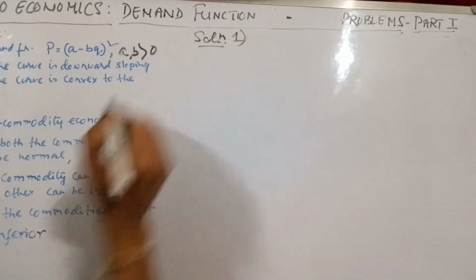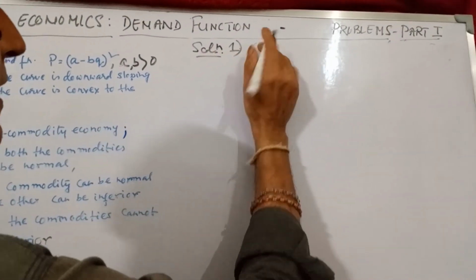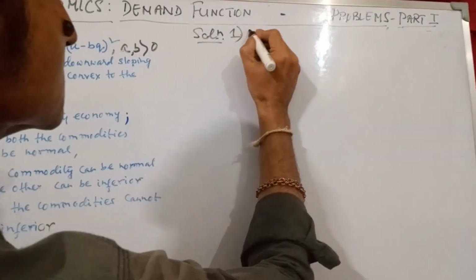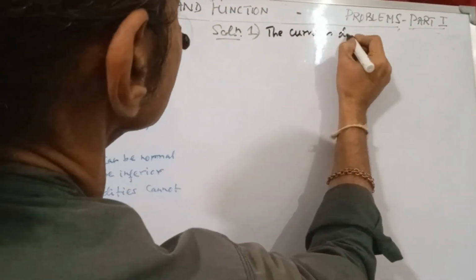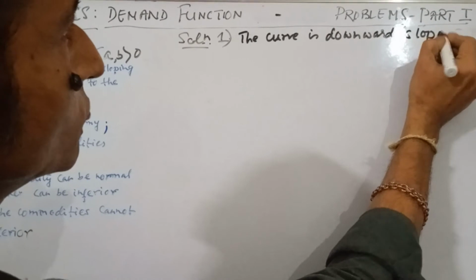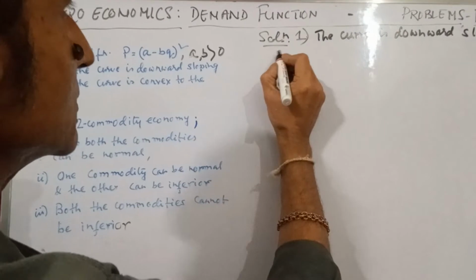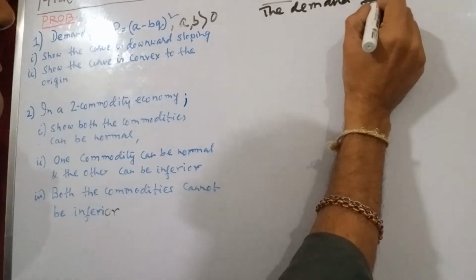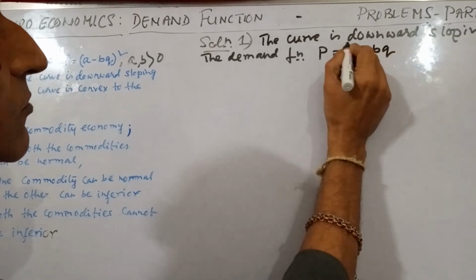Solution 1. The curve is downward sloping. We have to prove this from this demand function. The demand function is P equals A minus BQ whole square.